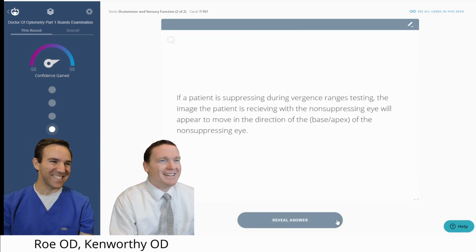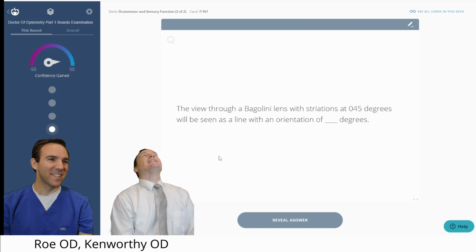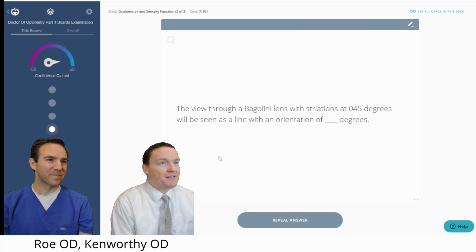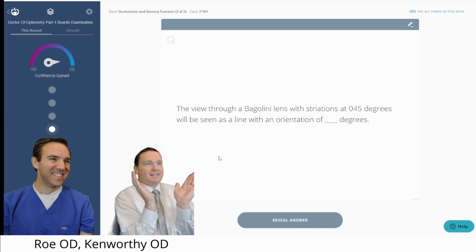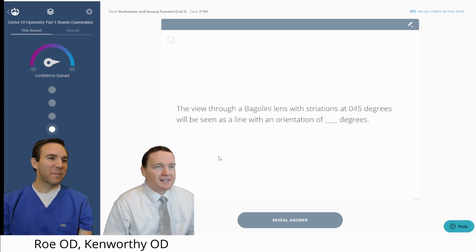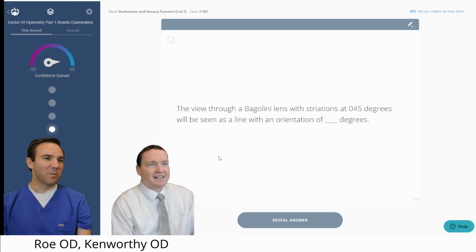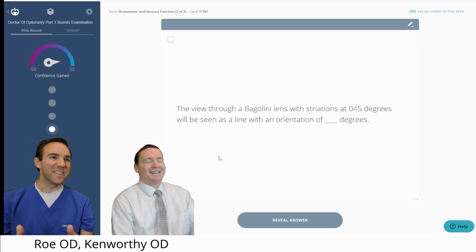Okay. The view through a Bagolini. This is like a baguette. I don't know what a Bagolini lens with striations at 45 degrees. What I like about that, though, is that you said Bagolini and baguette. You went from Italian over to French with this.